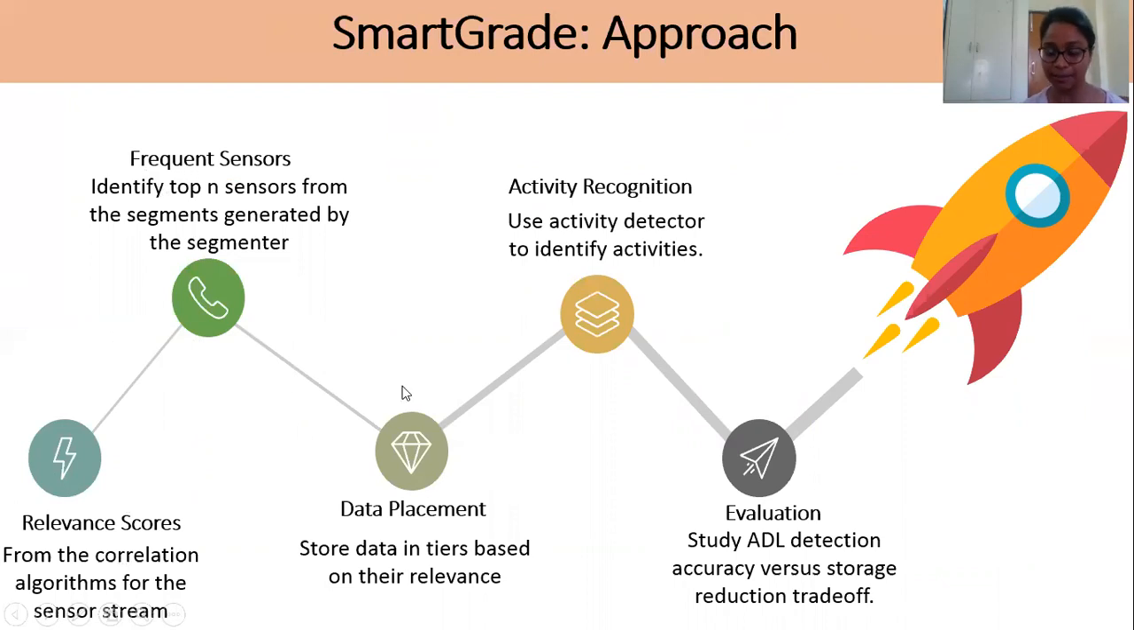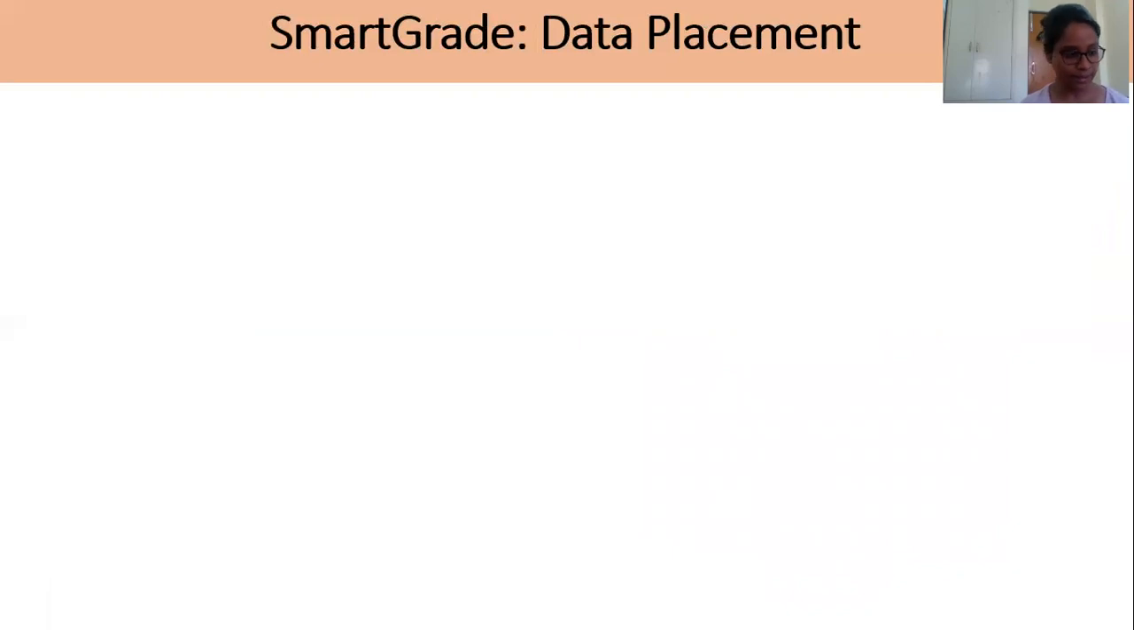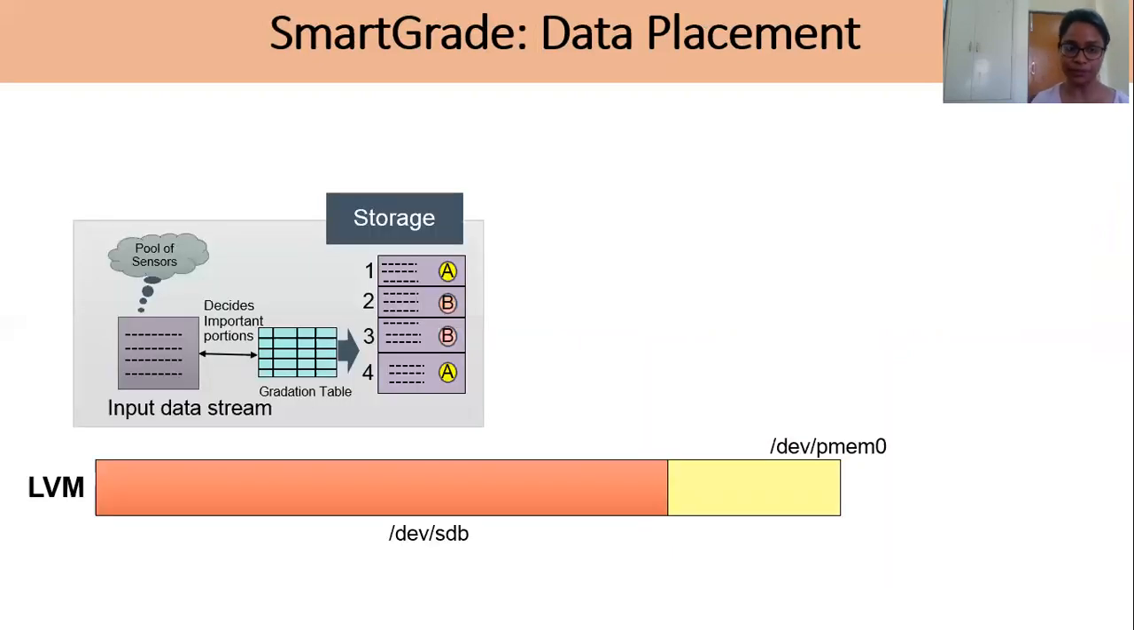The next is placing the data into the right tier. Let me quickly tell you how the data placement works. We make a logical volume with two tiers. One is the hard disk, the SDB, and the other is persistent memory, which is a fast tier, really as fast as RAM. So this is the two-tier storage that we have. And now we also have the input data stream, and we have somehow graded it.